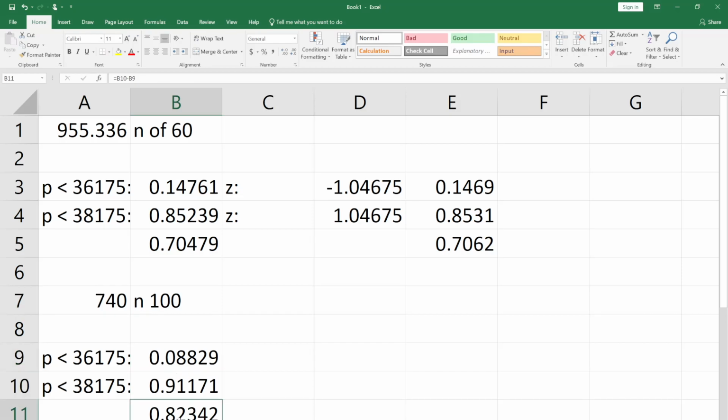So what happened to our probability? So our probability got larger, right? It went from 0.70 to 0.82.